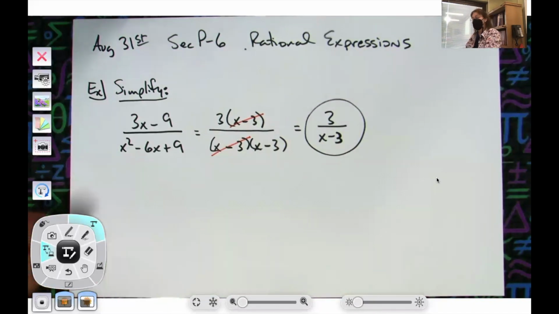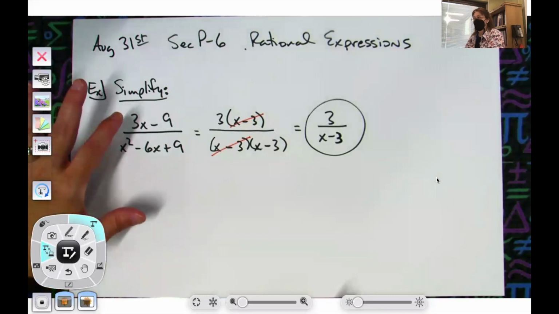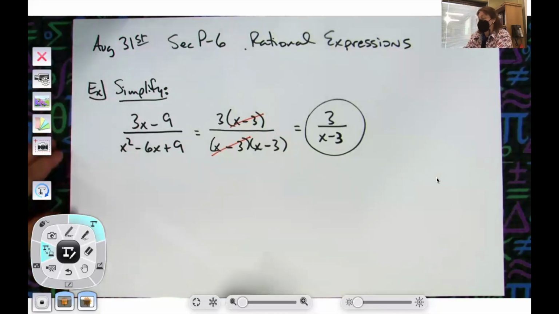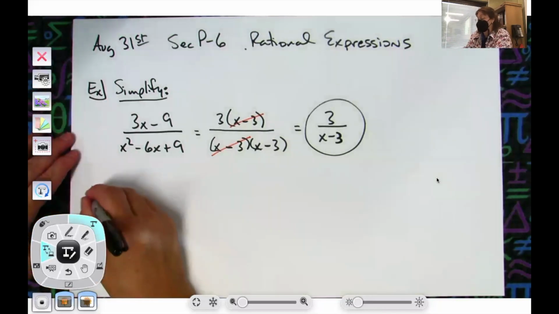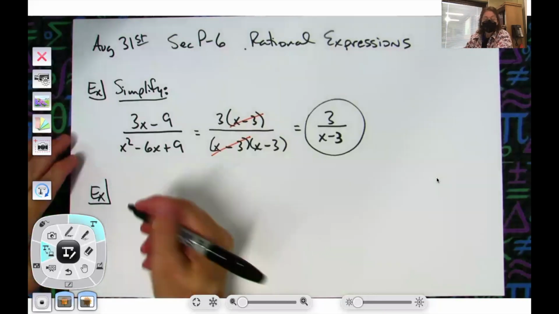Then right after you simplify, the next easiest thing to do with rational expressions would be to multiply and divide, because you don't have to work with common denominators or anything when you do that. So let's take a look at some. Again, they're probably going to say simplify. It might say multiply. You should always put it in lowest terms whenever you do that.